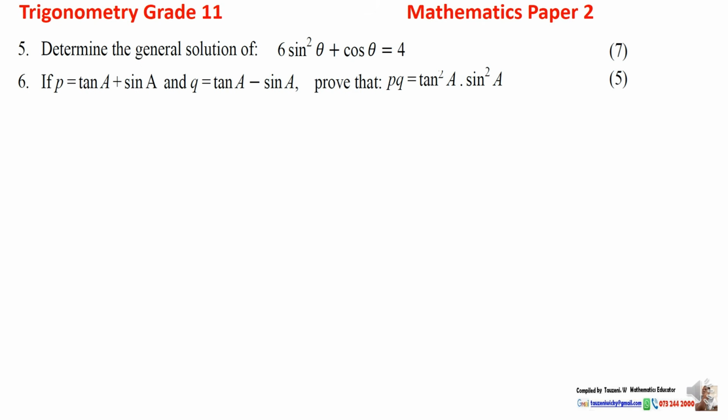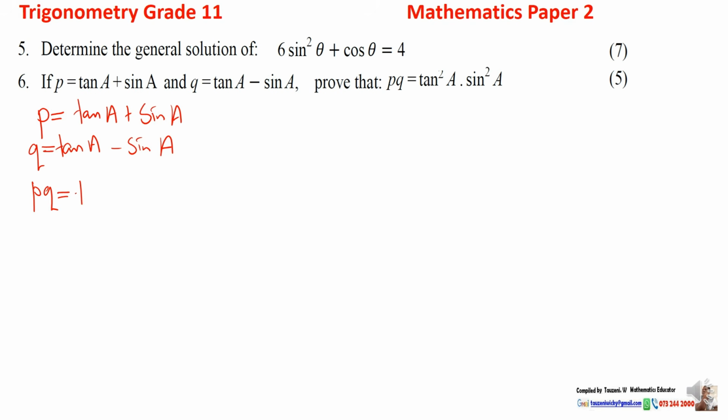Question number 6. Question 6 is on identities. So we need to remember our two major identities. P is equal to the tan of A plus the sine of A. Then Q is equal to the tan of A minus the sine of A. And what are we supposed to calculate? We need to find the value of PQ. So obviously, PQ from basic algebra means P times Q.